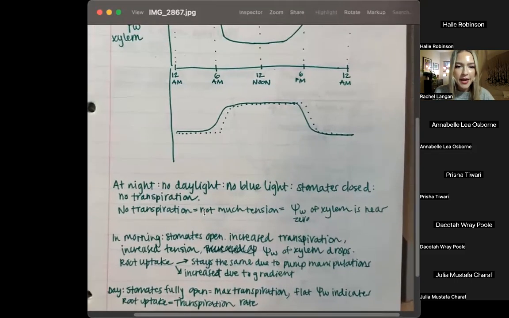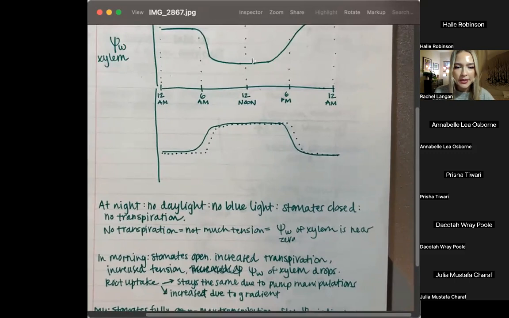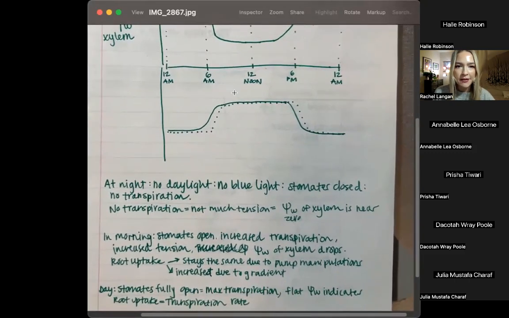Okay, and then during the day, when the water potential is the lowest, that's when we have max rate of transpiration. And if it's flat and not changing, it's not going up or down, that means that the rate of root uptake and the rate of transpiration is equal. So those two lines should come together.